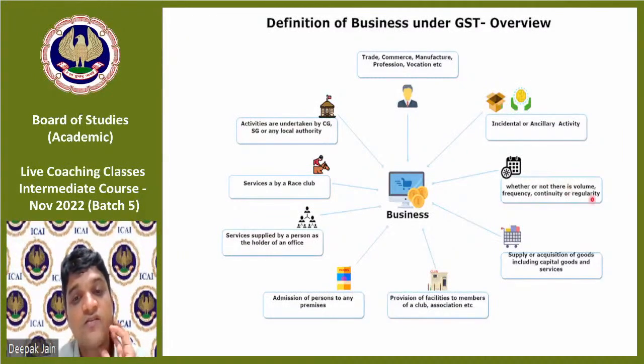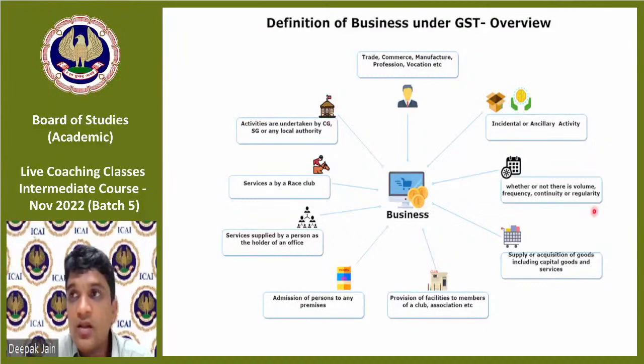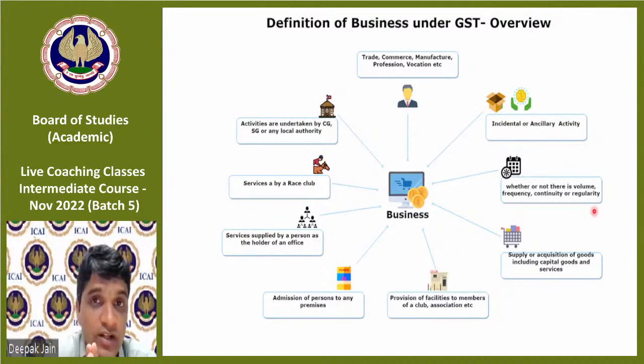Whether or not there is a volume, frequency, continuity, or regularity. This is a little confusing, because sometimes in my example, I said I bought a table and sold it off. I'm not into the business of buying and selling tables, so it is not treated as supply. But here, it is completely misleading. Here it says whether or not there is a volume, frequency, continuity, or regularity, still it is a business. So if I do a one-time activity also, will you call it business?